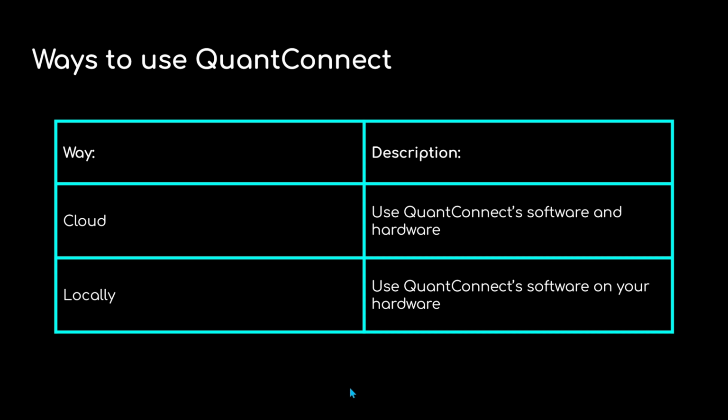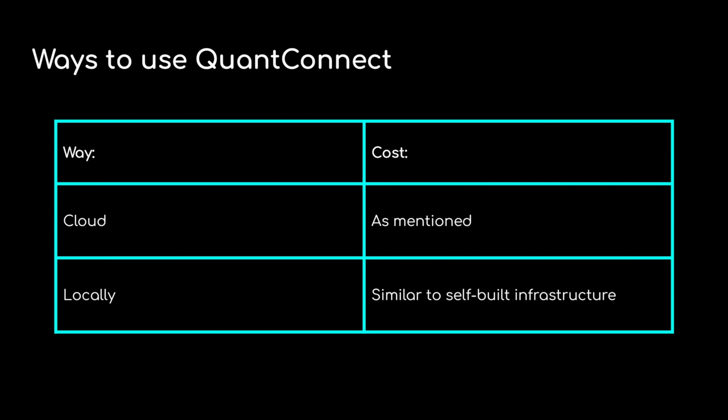There are 2 ways to use QuantConnect. We can run our trading bots on QuantConnect's cloud, or we can run them locally. When we run on QuantConnect's cloud, we are using their software and hardware. Whereas when we run locally, we are using their software on our hardware. The cost to run on QuantConnect's cloud is, as mentioned, backtesting is free, and live trading is about $34 a month. And the cost to run locally is about the same as building our own infrastructure. Because of cost, in this course, we will only be learning how to run trading bots on QuantConnect's cloud.